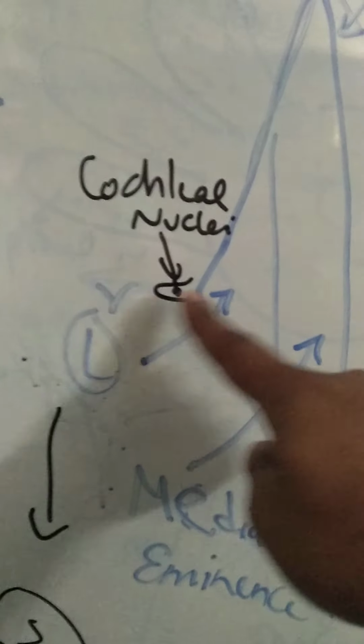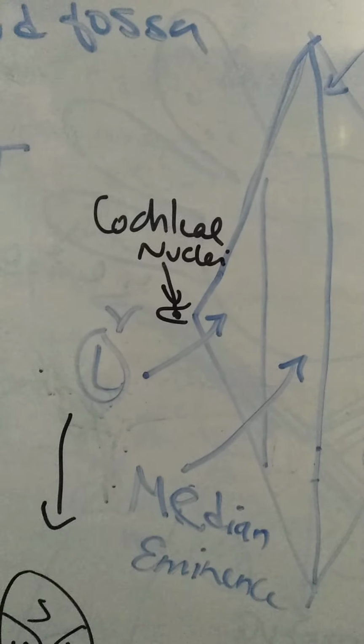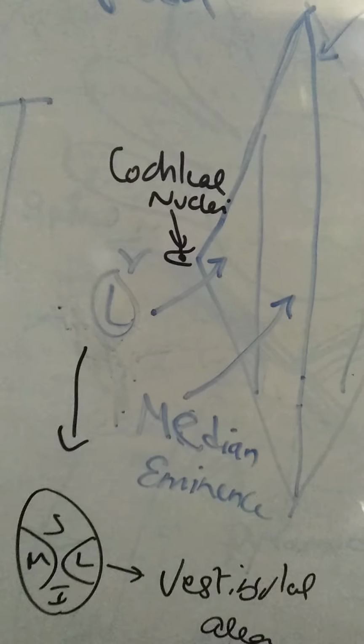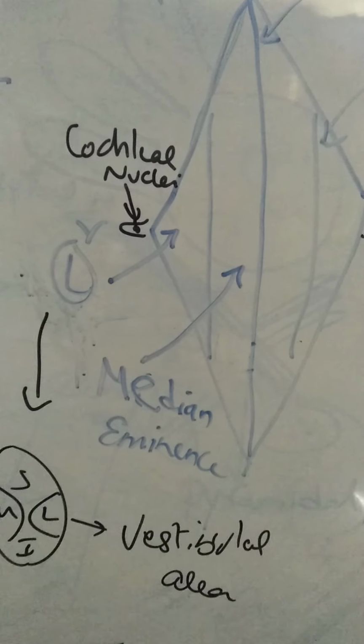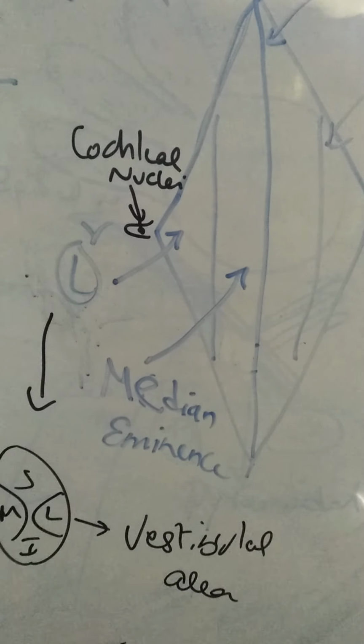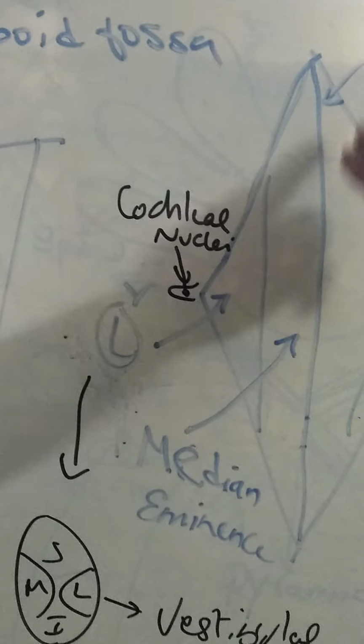Just further laterally, there will be lateral recesses. It's an extra point: in the lateral recess, there will be cochlear nuclei. Cochlear nuclei belong to the auditory pathway. Vestibular nuclei, that is superior, inferior, medial and lateral, belong to the vestibular pathway or the balance pathway. That is about the lateral area. Coming to the median eminence.